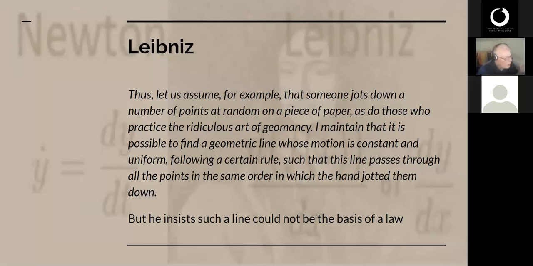Now, Leibniz gives a very good, interesting example. He says, let us assume, for example, that someone jots down a number of points at random on a piece of paper, as do those who practice the ridiculous art of geomancy. In other words, divining. I maintain that it is possible to find a geometric line whose motion is constant and uniform, following a certain rule, such that this line passes through all the points in the same order in which the hand jotted them down. But he insisted that such a line could not be the basis of a law because it'll end up being too complicated.